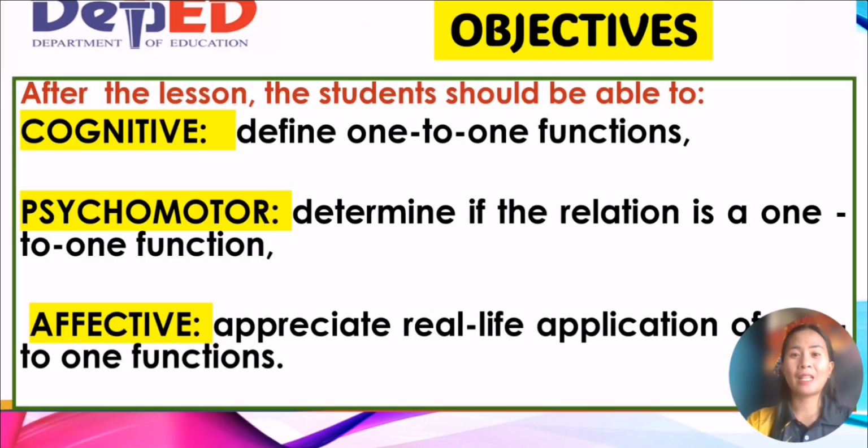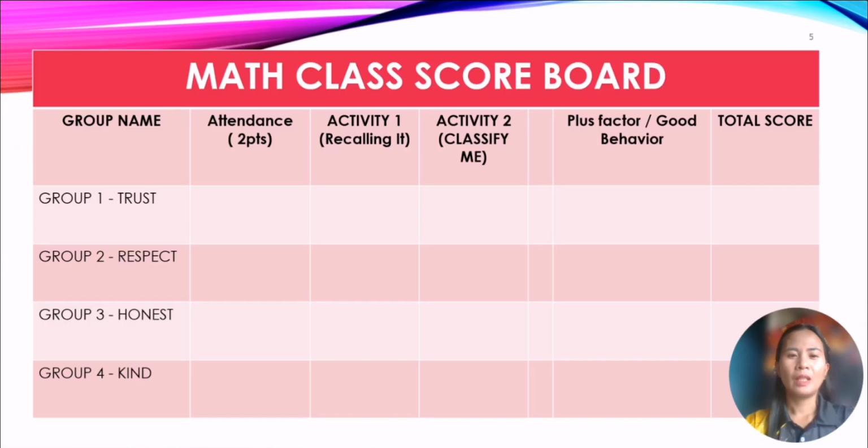May I request someone to please read our objectives for this lesson? Thank you, Anna. These are the things that I expected you to achieve at the end. Here is our scoreboard. All your points from each activity that we're going to have will be reflected here, and this will be credited on your performance.